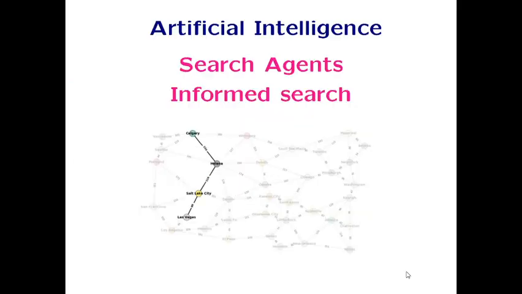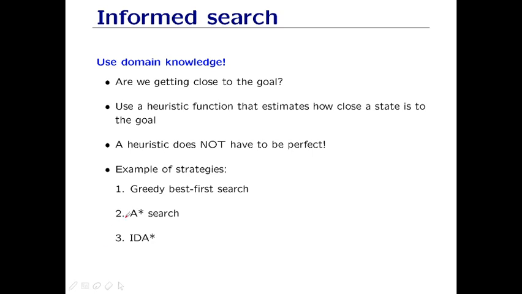So let's get started. Here I am going to tell you about three informed search strategies. The first one is greedy best first search, the second is A*, and the third is IDA*.